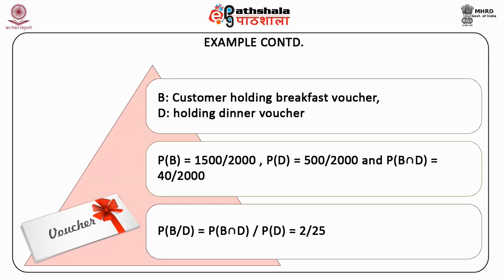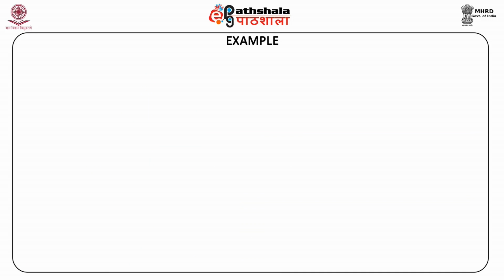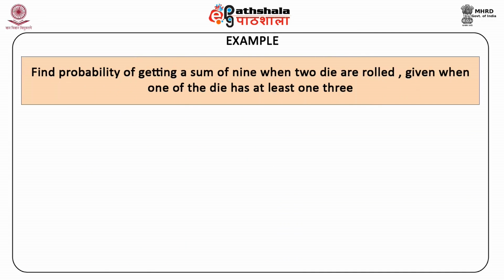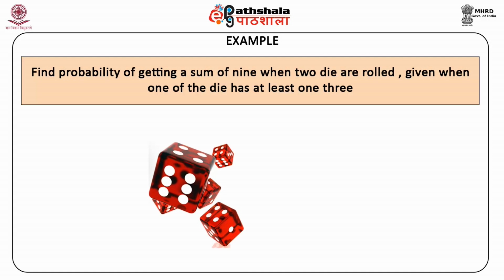In the above example of the conditional probability, the sample space of the experiment is reduced to D, and hence the probability of B is not unconditional but conditional on given D. Now let's look at another example. Find the probability of getting a sum of 9 when two dice are rolled, given that one of the dice has at least one 3.